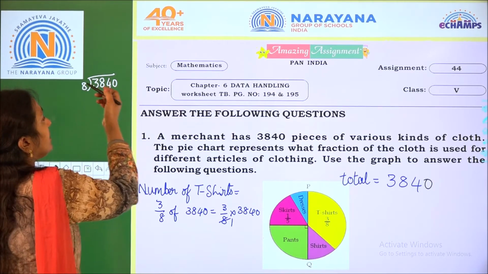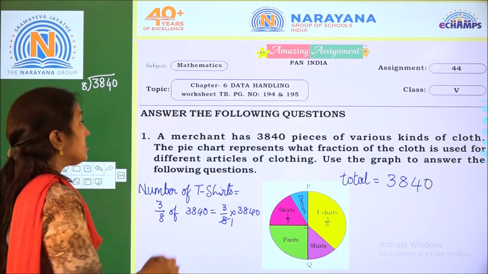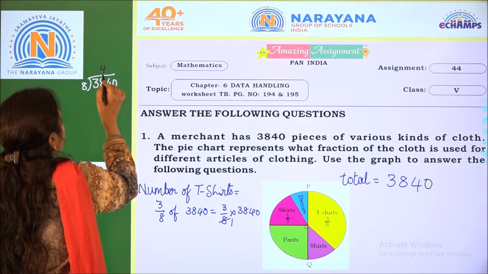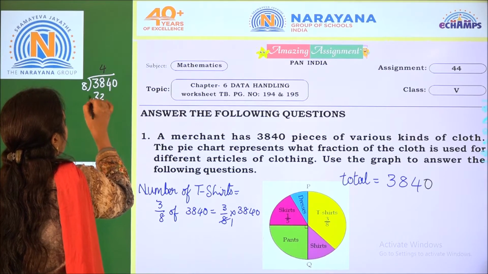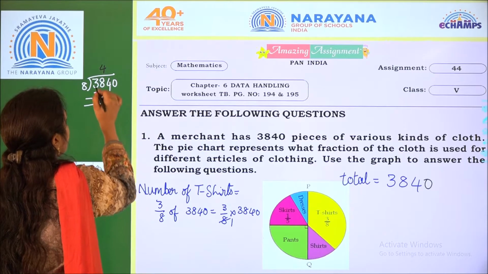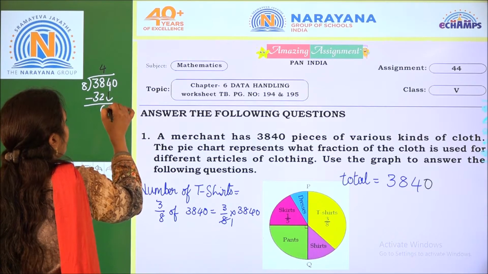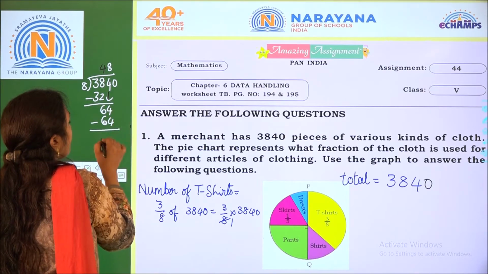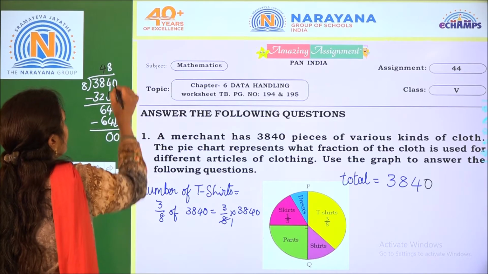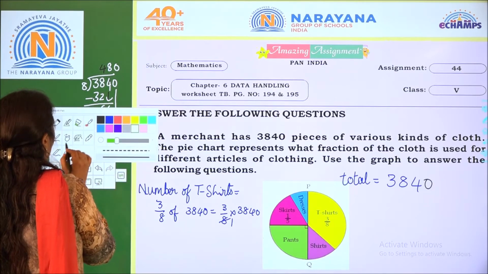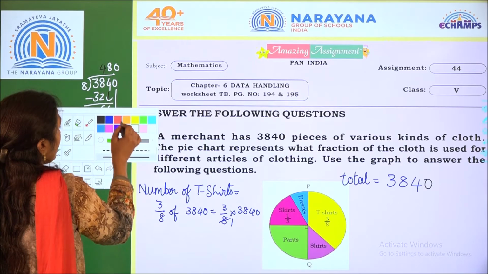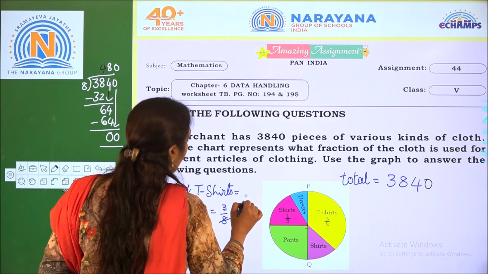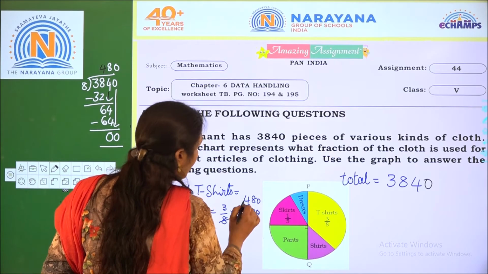Here 3 is not divided by 8, so I am taking 2 digits. How many times can we take? 4 times. 4 8s are 32, minus, 3 minus 3 is 0. Bring down 4. 8 times 8 is 64. 64 minus 64 is 0. Now take down 0. So it will be 480. So 480 into 3.